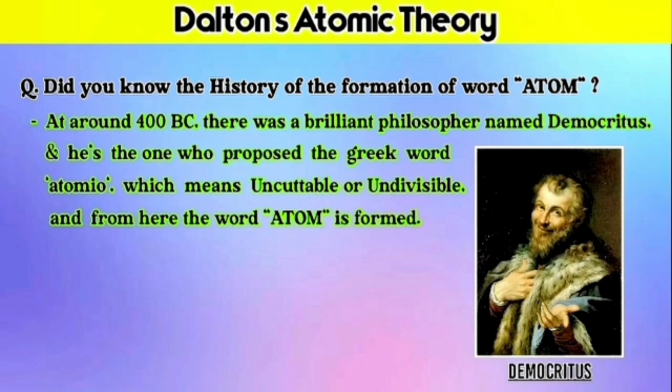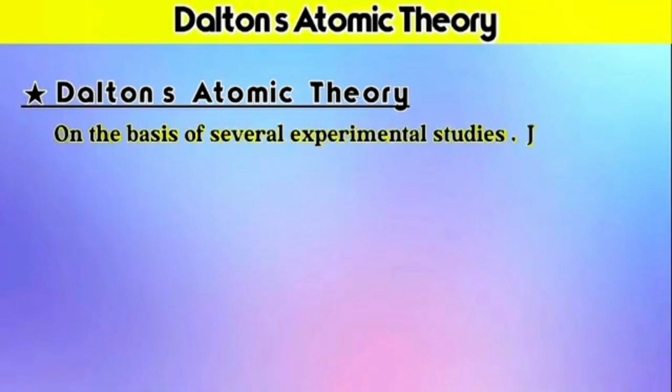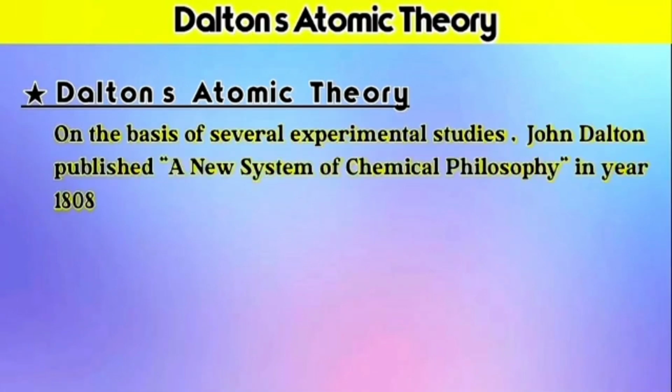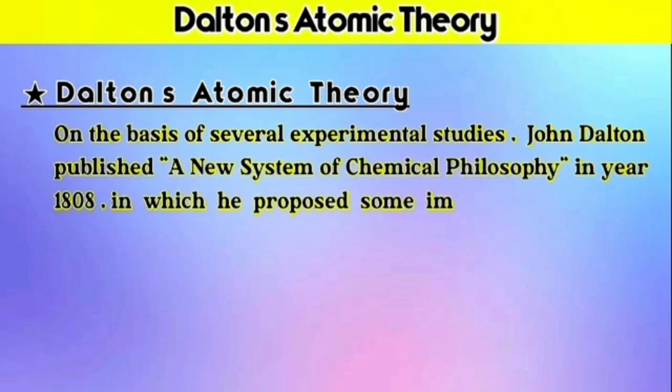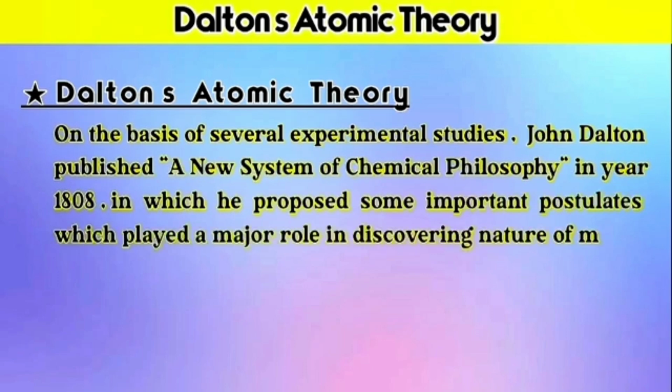So now coming back to the topic, let's have a look at Dalton's atomic theory. On the basis of several experimental studies, John Dalton published A New System of Chemical Philosophy in the year 1808, in which he proposed some important postulates which played a major role in discovering the nature of matter. So now, let's see what the postulates are.